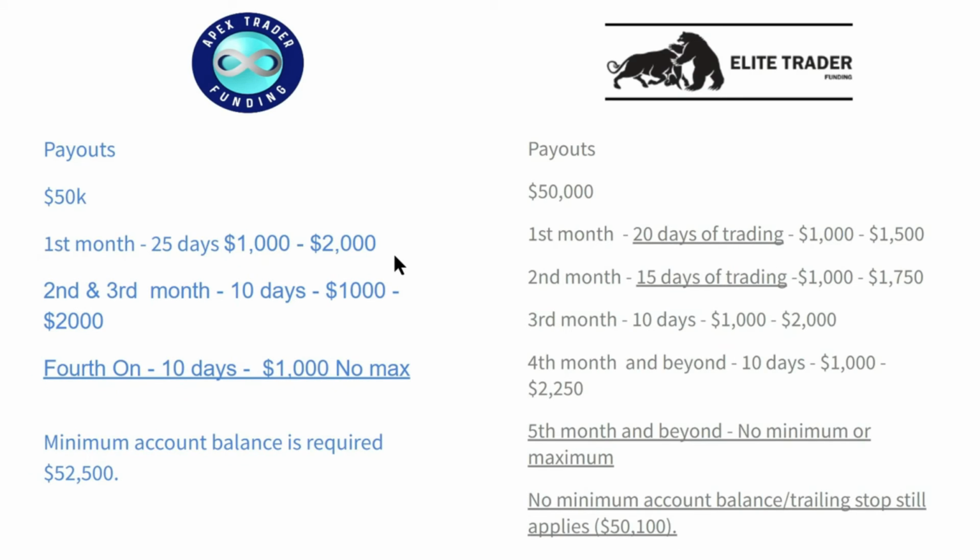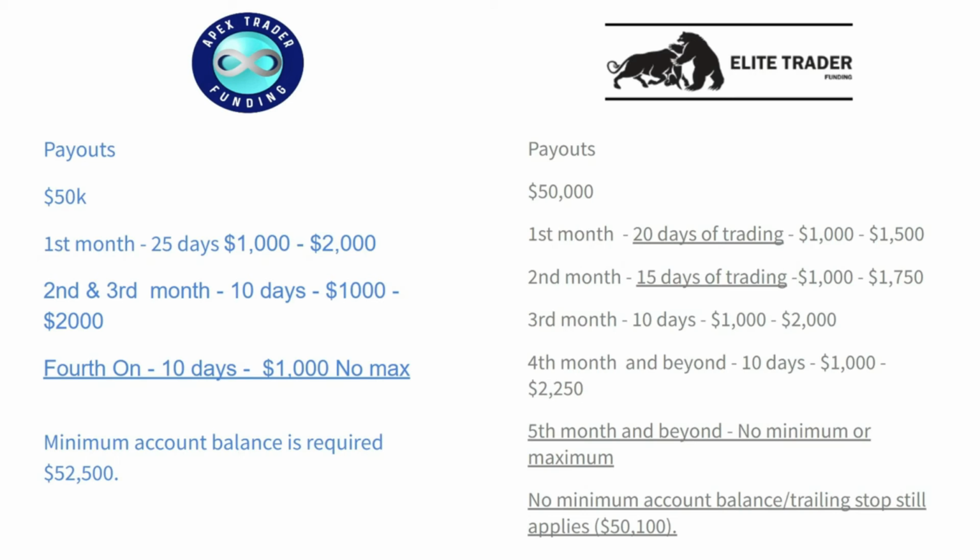So payouts are going to be different as well, okay? With Apex Trader Funding, the first month, you have to trade for 25 days. Elite Trader, you only have to trade for 20. Now, this is what a lot of people don't like. They don't like their profits being held, right?